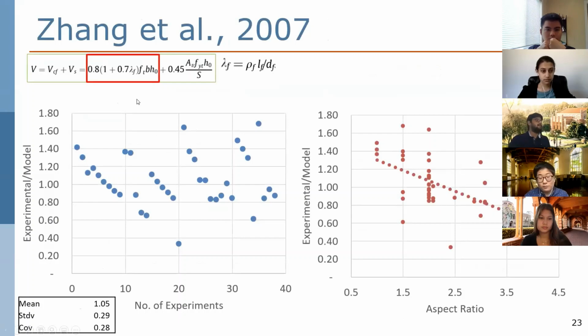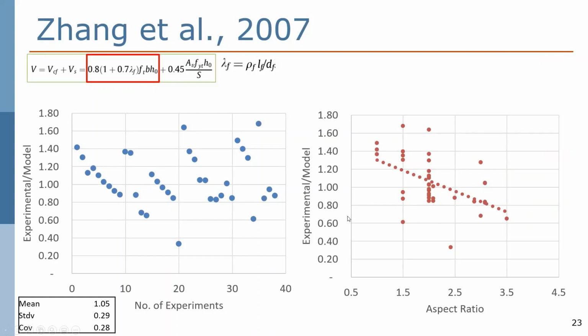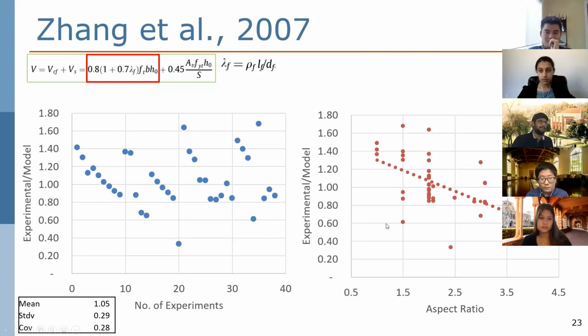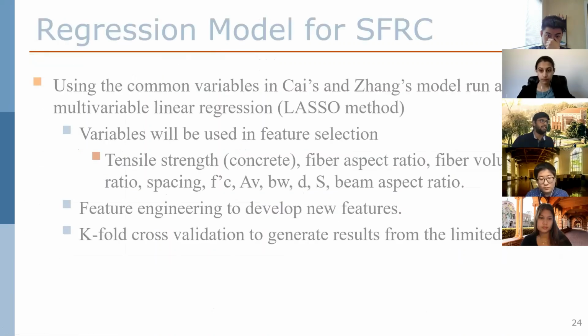Next, I checked Zhang's model, and again, the lambda f was including the volumetric ratio and the aspect ratio, but you can see the equation was not able to take into account the aspect ratio, and we have a trend going downwards as the aspect ratio increases. So that is something to account for when I thought of doing the regression.